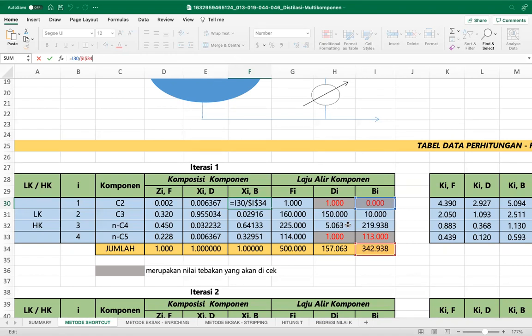Kayak pembicaraan, looks like pembicaraan lab, right?